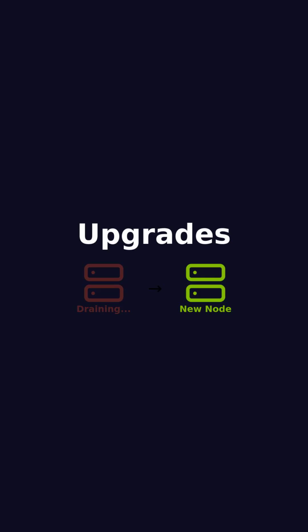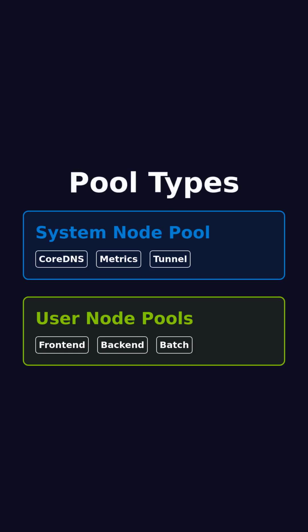One more important idea: the system node pool versus user node pools. The system pool is intended for critical cluster add-ons and services. User pools are where your application workloads usually go. Keeping these separate helps reliability and makes scaling safer.